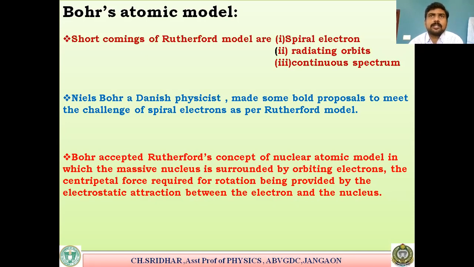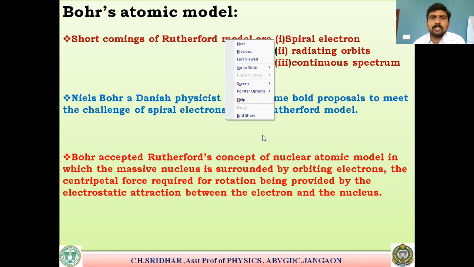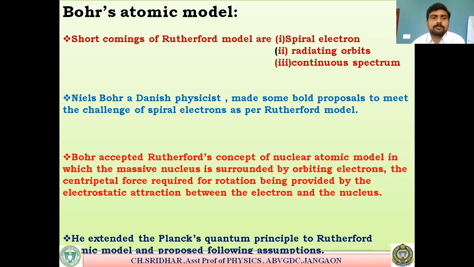The concept of Rutherford is that the atom consists of a nucleus, and the electrons surround the nucleus and are orbiting in fixed orbits, and the force required to move in those circular orbits is provided by the centripetal force. The centripetal force is provided by the electrostatic force between the nucleus and the electron. So this is the concept which is accepted by Bohr from the Rutherford model.